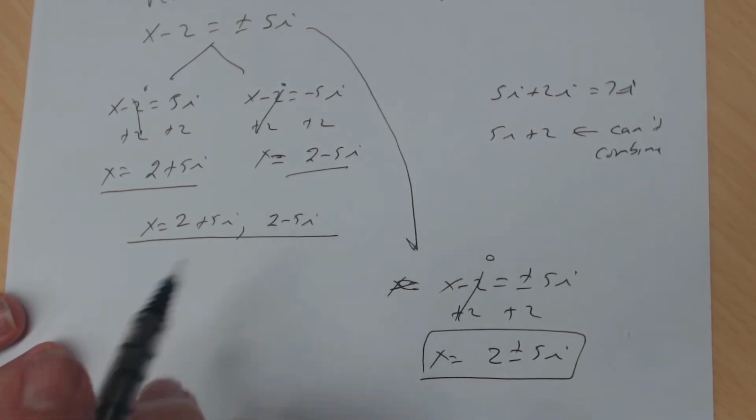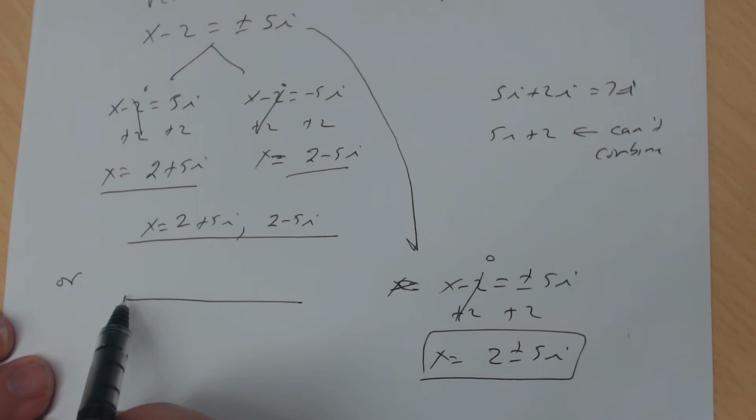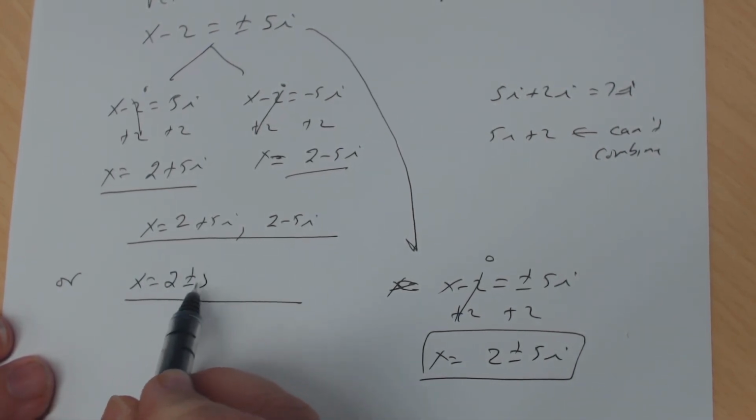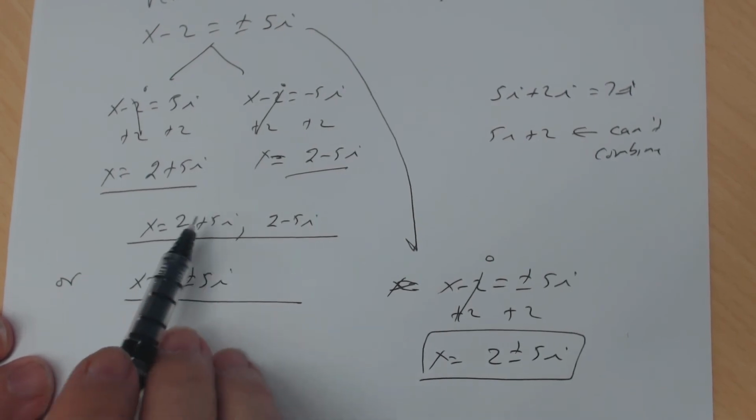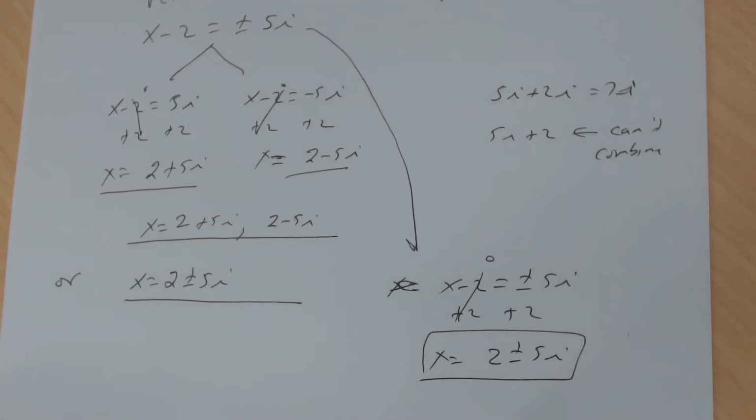Okay, so in the blank, if you want to, you could have also said x equal 2 plus or minus 5i. Both of these right here mean the same thing. This and this is the same answer, same solutions. All right, let's look at this one.